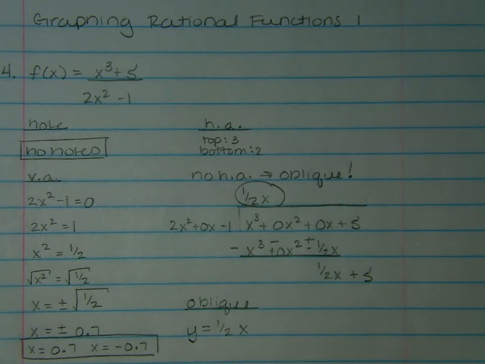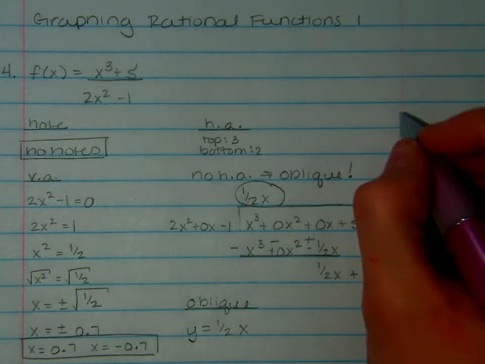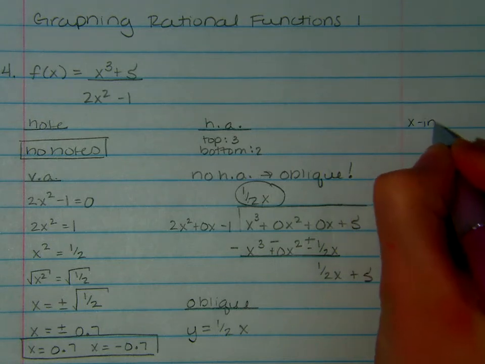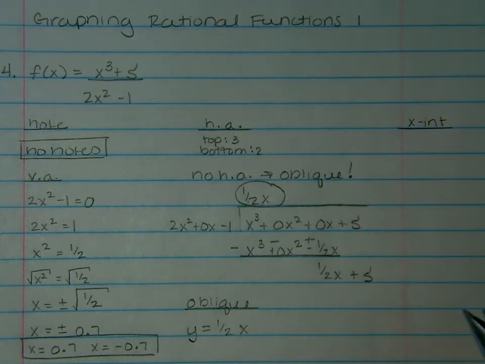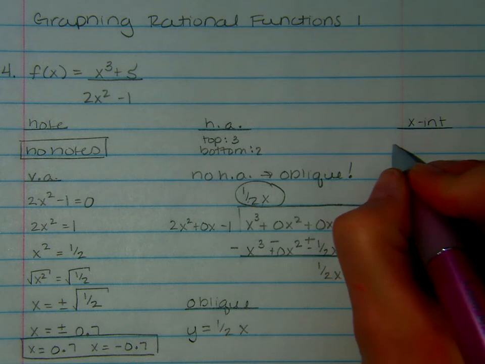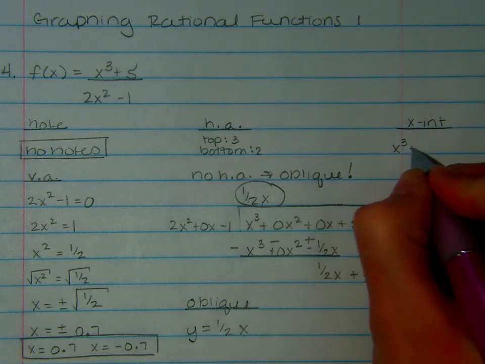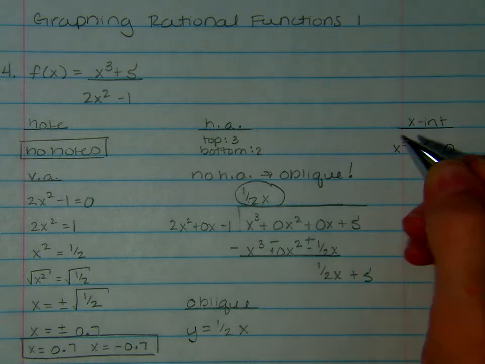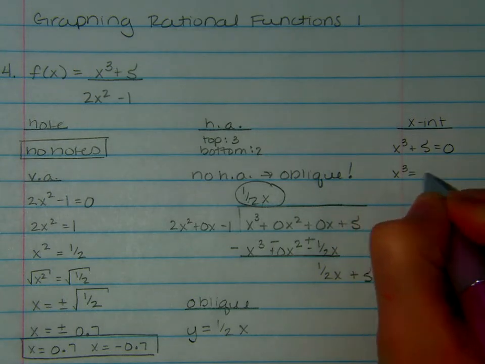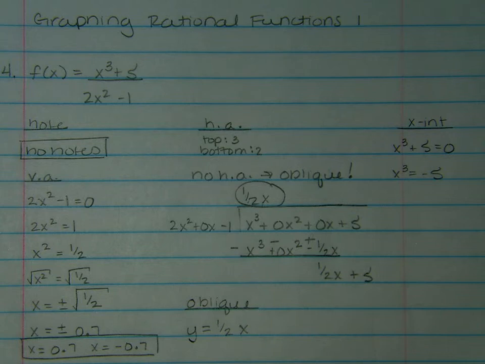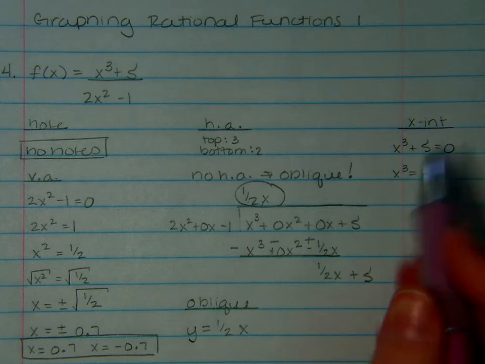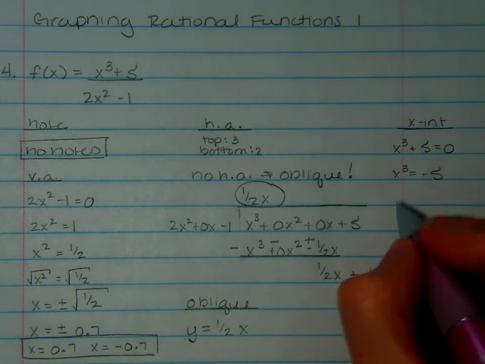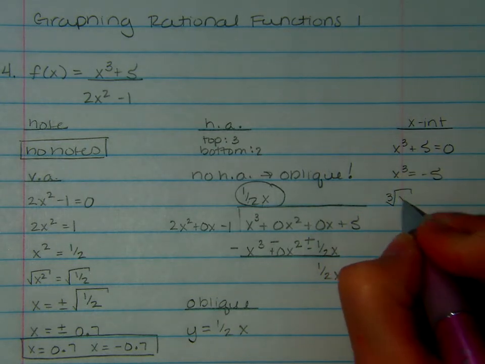Okay. The next thing I'm going to find is my x-intercept. And try to find it in this little space over here. We find that by setting the top equal to 0, and that's x cubed plus 5 equal to 0. And so x cubed is equal to negative 5. That could happen. You can have a cube root that's a negative number or a cubed number that's negative. Remember, odd powers can be negative, even powers cannot. Okay, so x, we take the cube root here, guys.